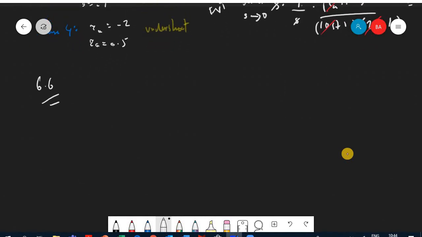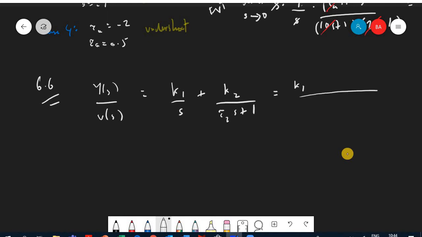Okay, so 6.6. I'm going to have a system Y(s)/U(s) equal to k1 over s plus k2 over (tau2 s plus 1). And now if I just want to take a common denominator, I'm going to have something that looks like that. So this is k1 times (tau1 s plus 1).